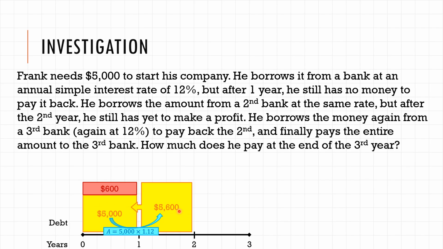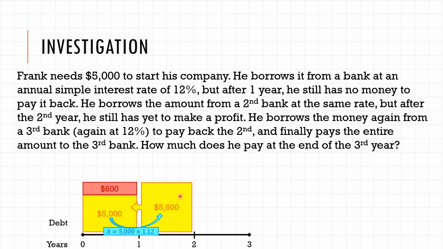Good for him. But after the second year, he still has yet to make a profit. He actually owes more money. He doesn't just owe $5,000, he owes $5,600. And so he goes to a third bank and again borrows another amount of money. How much money would he have to borrow to pay back this loan? Remember, he owes $5,600, but it grew at the same rate. It grew by 12% as well. So how much money does he have to pay back?